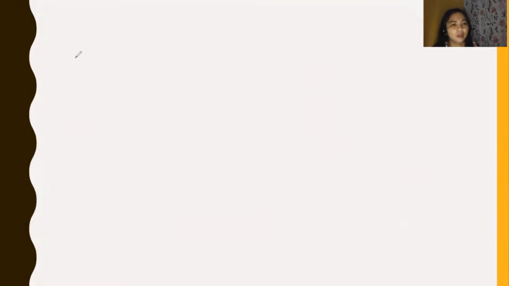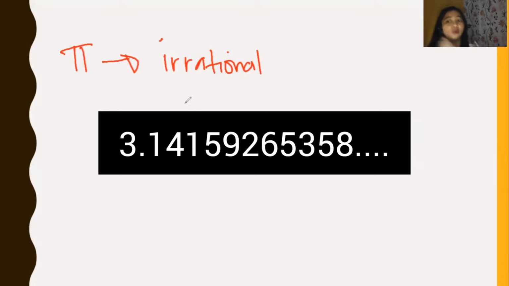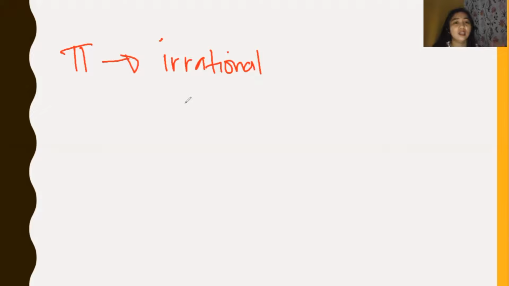Let's have another example. Example ay pi. Is pi a rational or irrational? It is an irrational number. Kasi ang alam lang natin sa pi ay 3.14, which is wrong. Ang pi ay mahaba pa, 3.14, 15, 29, and so on. Napakahaba. Siya ay hindi natatapos, non-terminating, and non-repeating decimal. Kaya ito ay tinatawag na irrational numbers.